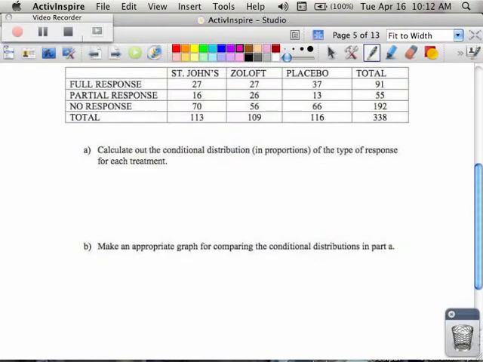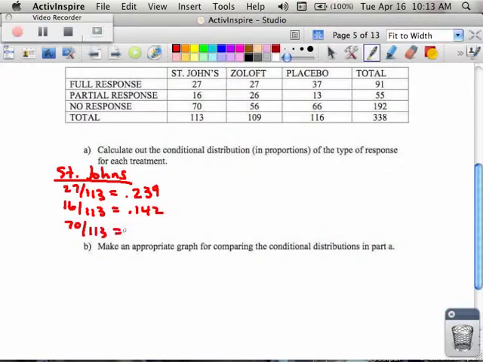So the first thing we're going to do is calculate the conditional distributions in proportions, meaning decimals, for the types of responses for each treatment. First of all, let's say we were talking about St. John's wort. There were 27 out of 113, which is the same as 0.239. There were 16 out of 113, which is the same as 0.142. And there were 70 out of 113, which is the same as 0.619.